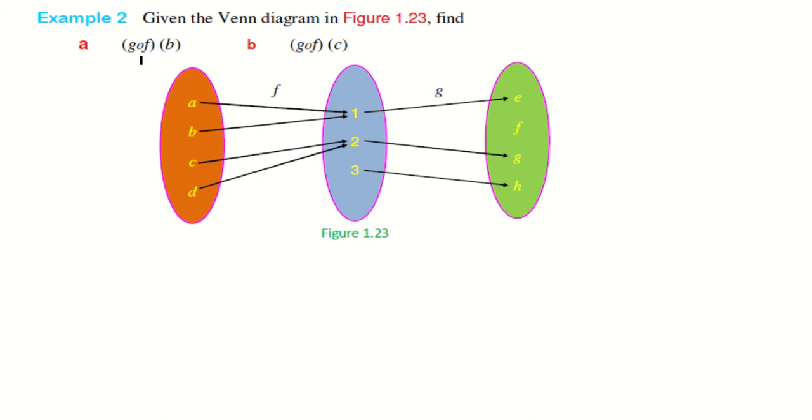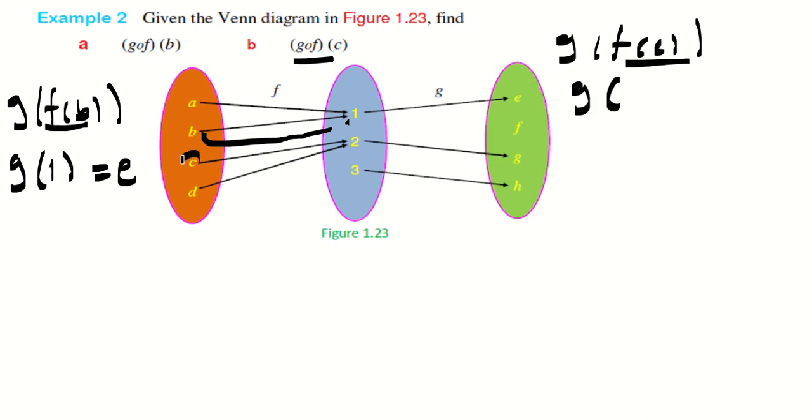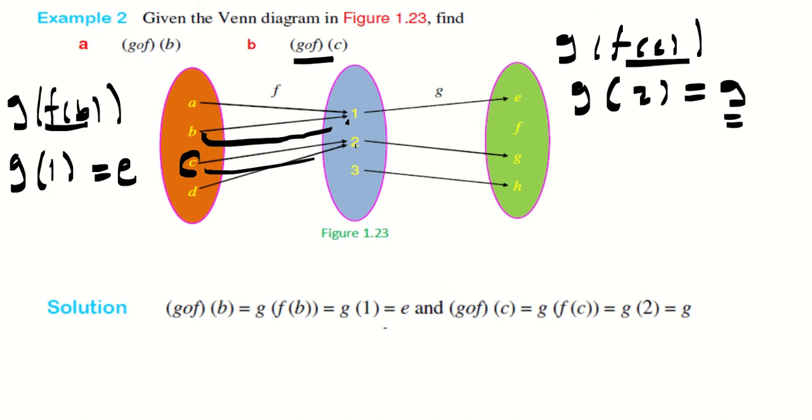F and g are given, and then it's asking g∘f of b. That means g of f of b. That means g of, what's f of b? When you take b, it's 1. Again g of 1, again it's e. Done. The next one, g∘f of c. That means g of f of c again. What's f of c? When you take c as an input, what will be the output? It is 2. G of 2 is what? When you take 2 as an input, the output will be g. So the answer will be g. So this answer also is written shortly.